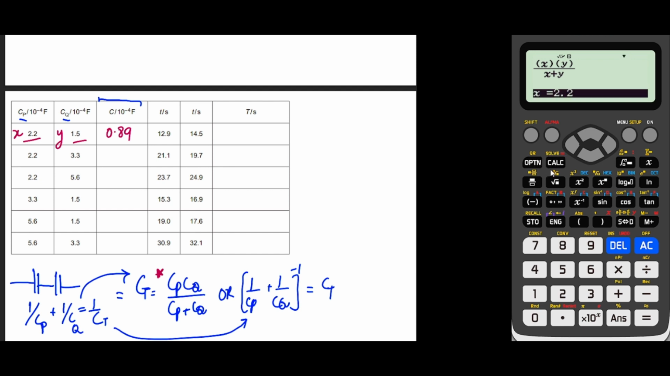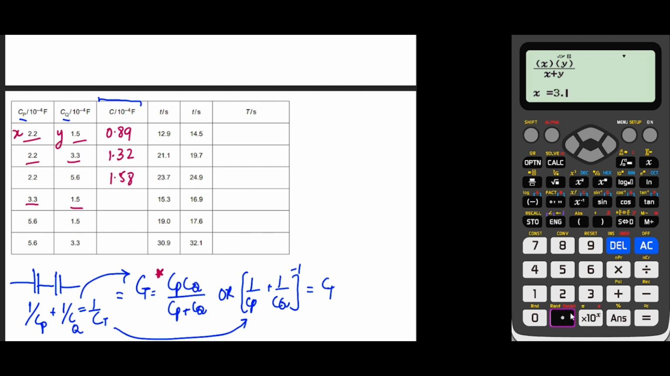Right? Now I press calc again. I go to the next section, that is 2.2 and 3.3. So I don't disturb the value of 2.2. I'm going to put in 2.2 again. Then y is 3.3. I press equals to again. It gives me the whole answer in one step, 1.32. Then I press the calc button again. I realize the third value is still 2.2. I keep it 2.2, and I change the value of y as 5.6. This becomes 1.58. So 1.58, right?